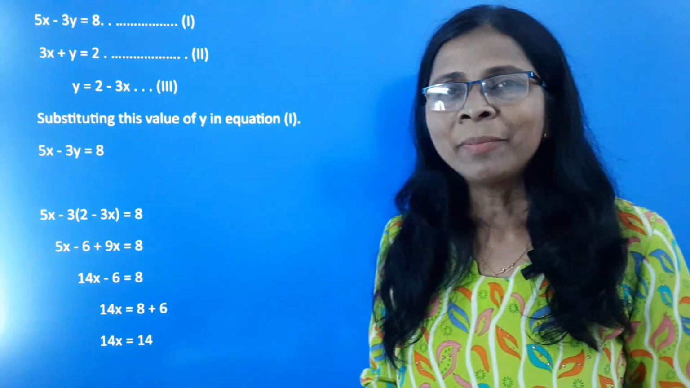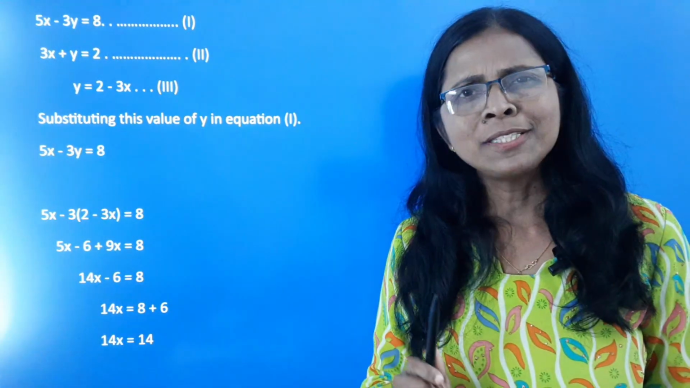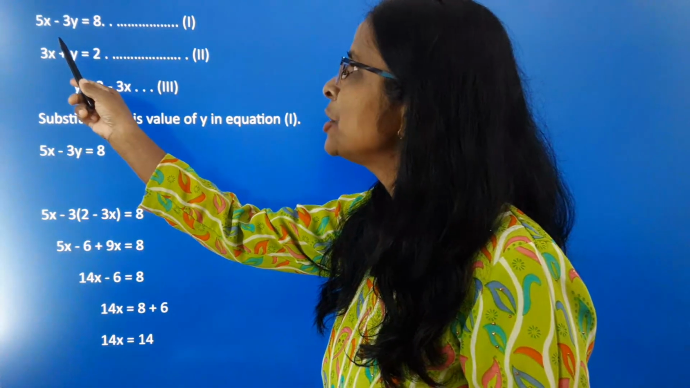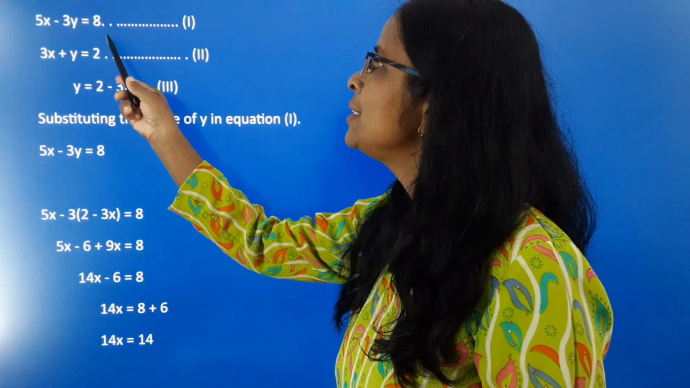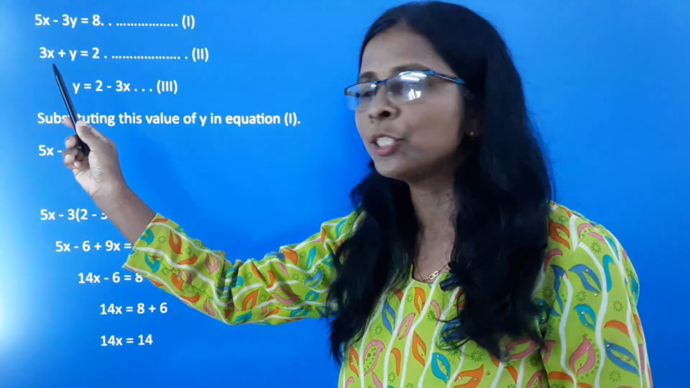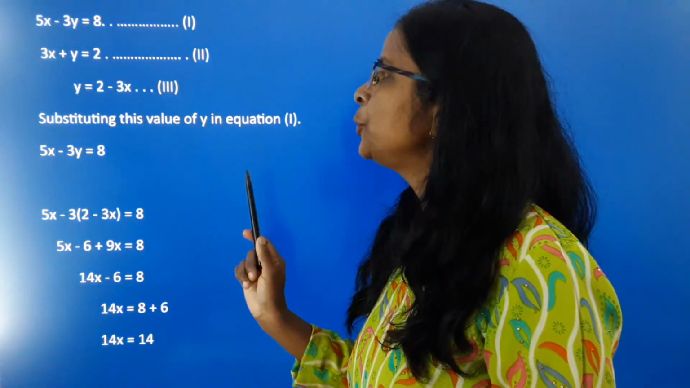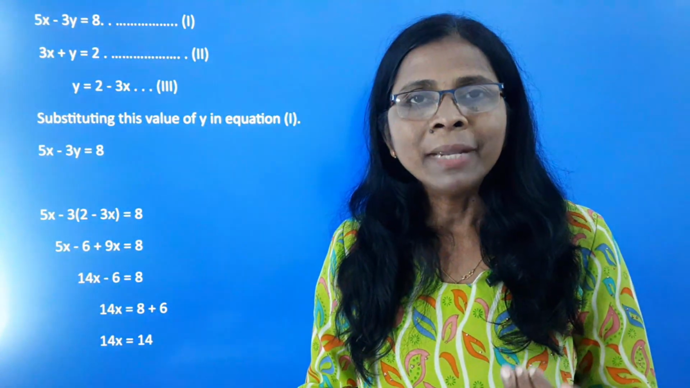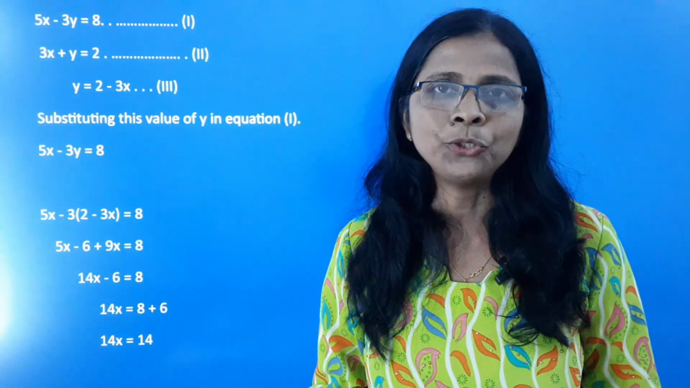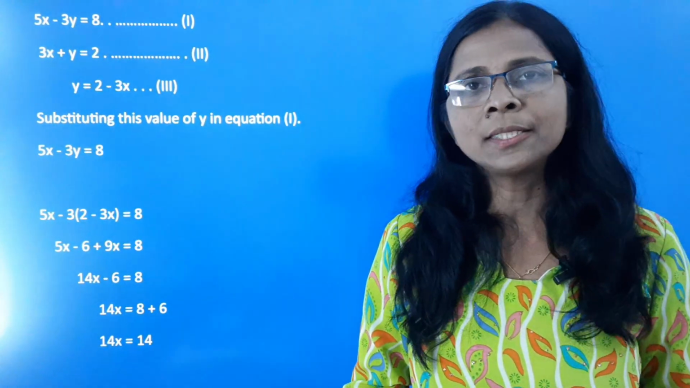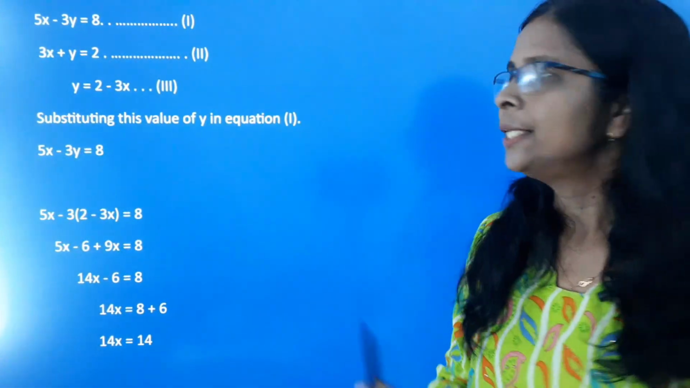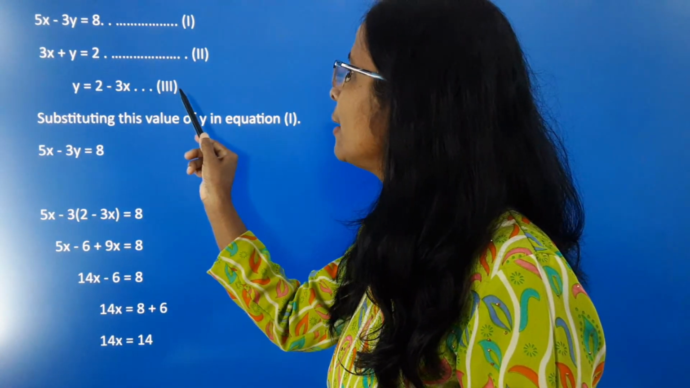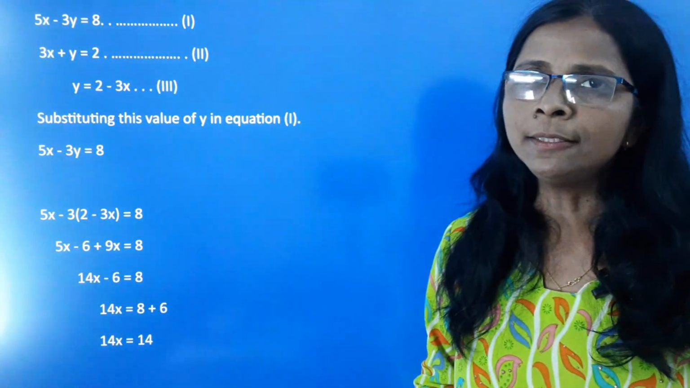Students, let us apply the second method for the same simultaneous equation. So here our first equation is 5x minus 3y is equal to 8, and the second equation is 3x plus y is equal to 2. Now, method 2 is called the substitution method. So here we apply the substitution method. Okay. So y is equal to 2 minus 3x. See here, and call the new equation as 3.